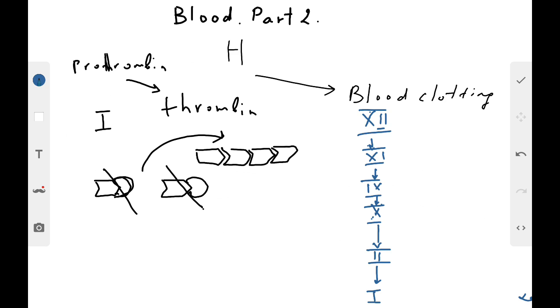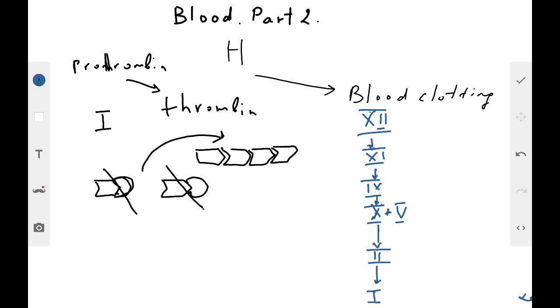So to activate thrombin, we need also factor 5. And also factor 4, which is calcium. Calcium is a very important thing for blood clotting. If we add sodium citrate, it will bind calcium from blood plasma and blood will not coagulate. So citrate or EDTA eliminates calcium from blood plasma, and such blood does not coagulate anymore.